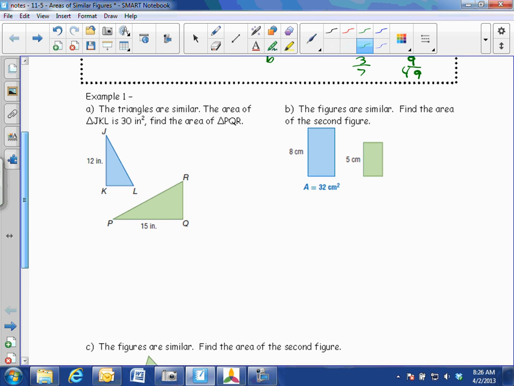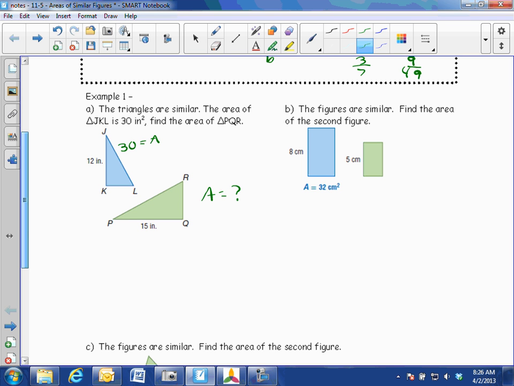Alright, let's go for an example. It says the triangles are similar. The area of triangle JKL, this one, is 30 square inches. We're supposed to find the area of this other triangle.